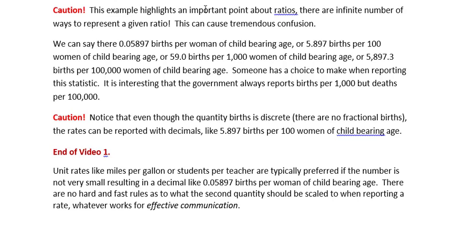This example highlights an important point about ratios. There's an infinite number of possible ways to represent a given ratio. This can cause confusion. We could say, and I'll let you pause it and read that, these are all the different ways we could talk about it. Notice that even though the quantity of births is discrete, there are no fractional births like half a birth, the rates can use decimals, so it's allowable to use decimals in the rates. We'll pick back up here next time.